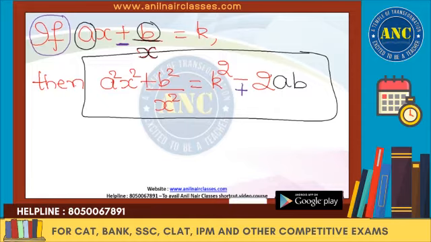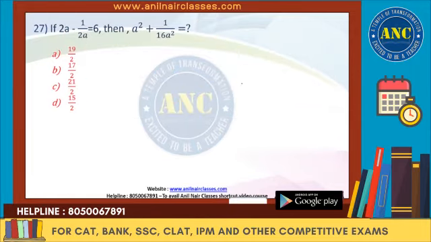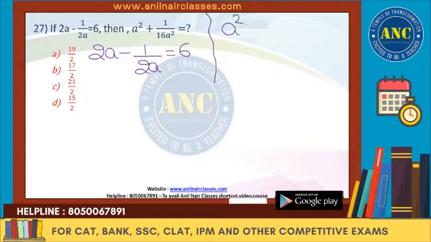Now see here, why did I discuss all these things? See this 27th question, you will understand. The question says 2a minus 1 by 2a is equal to 6. What are they asking? A square plus 1 divided by 16a square. 16a square I will write as 4a whole square. This is what they are asking.